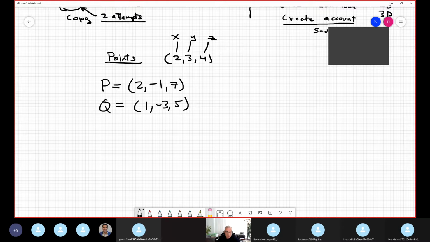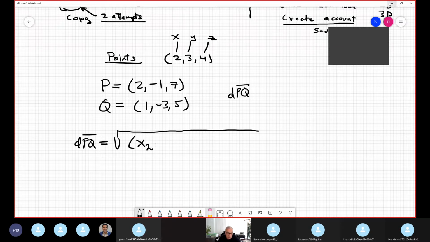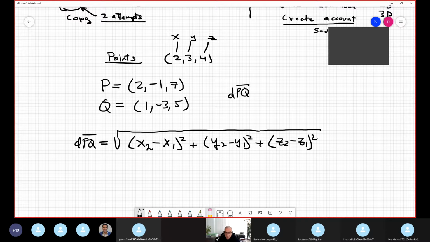But the thing now is to find the distance between P and Q. The distance of the segment PQ. And the formula for the distance is the classical formula that we study in algebra, but extended to 3 dimensions. So it's x2 minus x1 squared plus y2 minus y1 squared plus z2 minus z1 squared, and you take the square root of this. It's like an extension of the Pythagorean theorem.